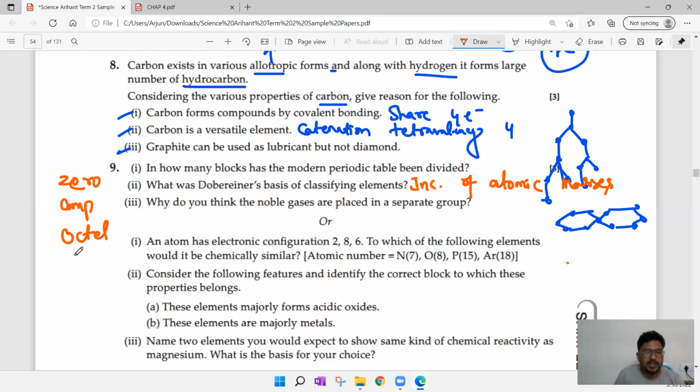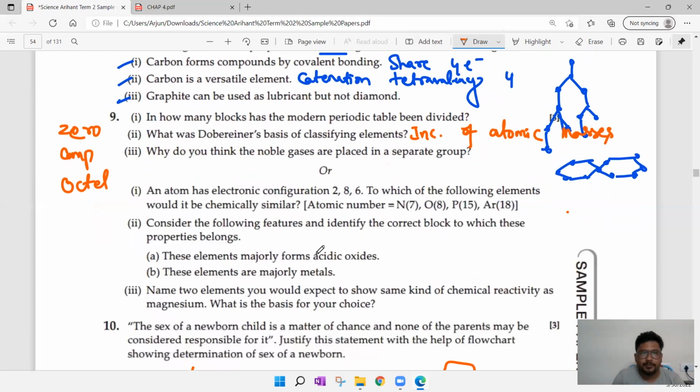There is no valency, 0 valency, and all elements are gaseous elements. All elements are noble gases, and all are gaseous elements. So all these possible answers you can write, because it carries only 1 mark. You can write either 1 or 2 points. That is more than enough.